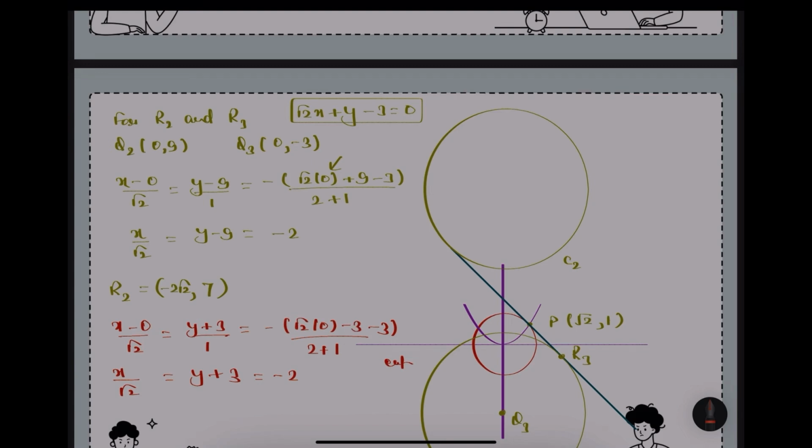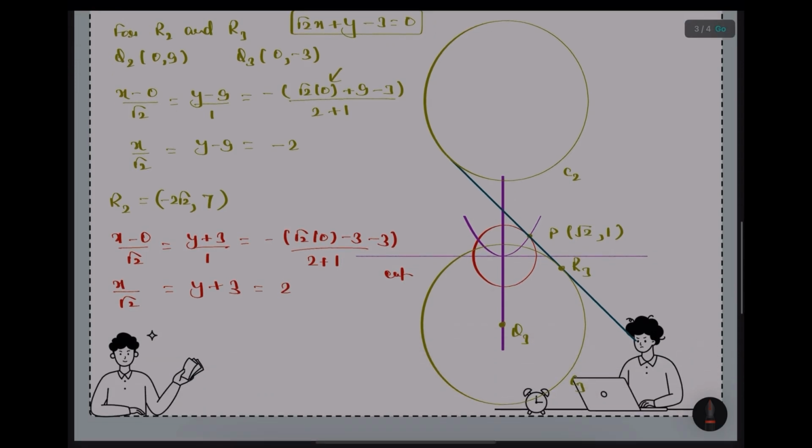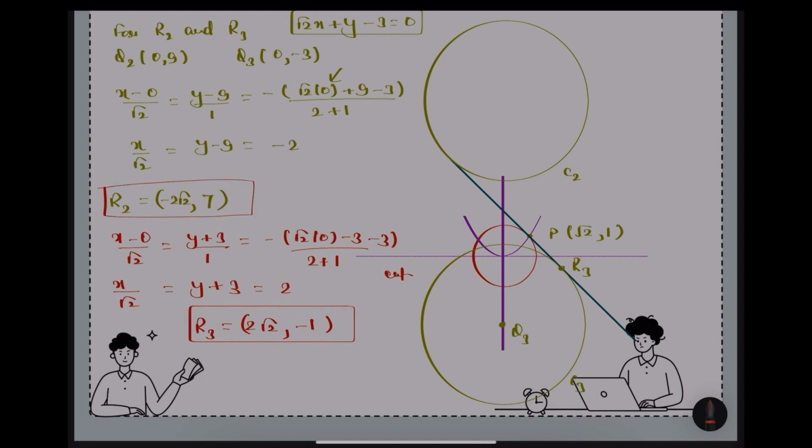Okay, I copy pasted from that, that's why I made a mistake. So point satisfaction, it is minus 6. So minus 6 into minus plus 6 by 3, it is 2. So R3 will become 2 root 2 comma minus 1. So you got your R3. Is that okay? You got your R2.